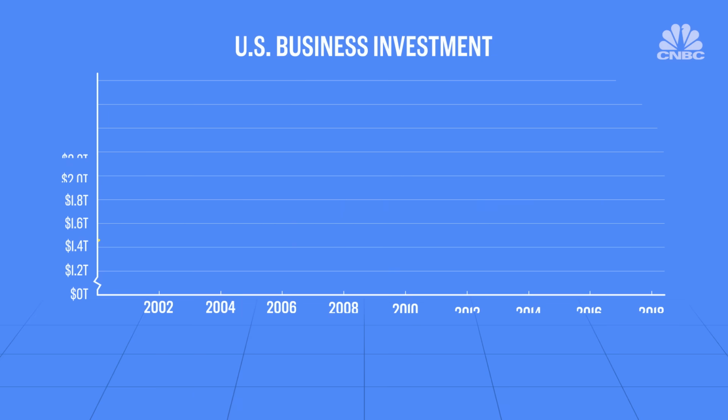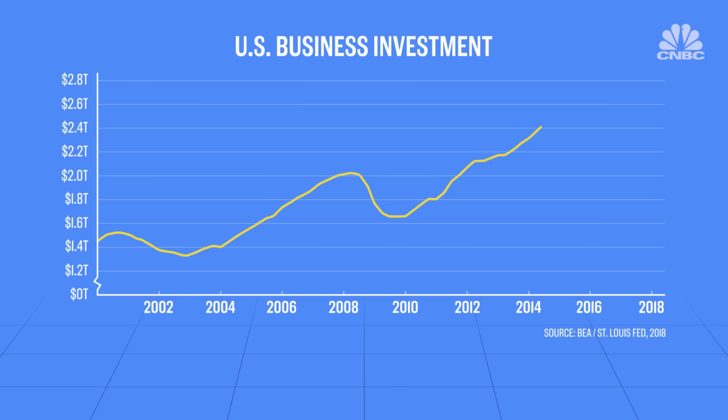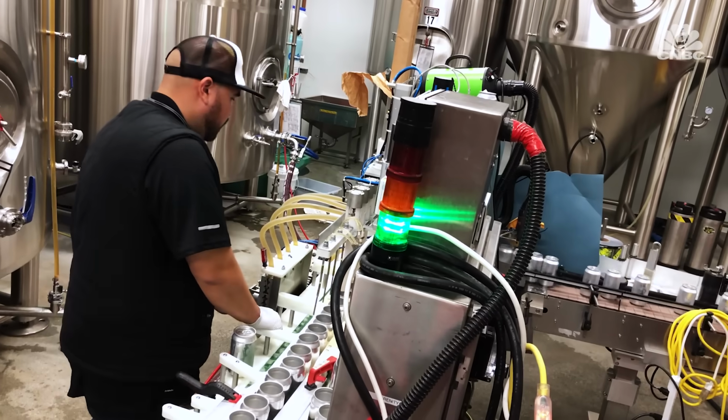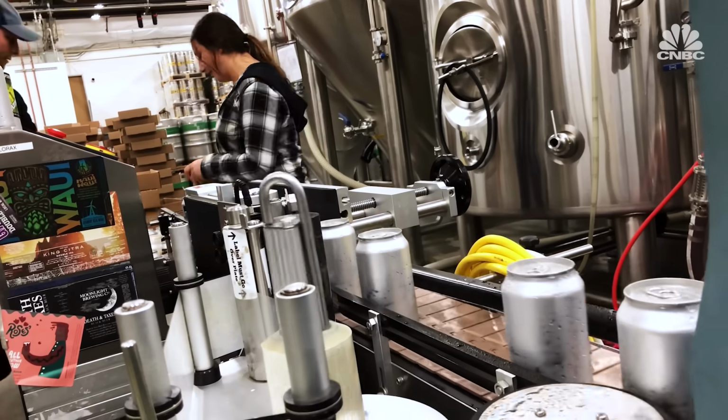Investment can take a hit when the economy is suffering. You can see in this chart domestic business investment plummeted in the US during the financial crisis. That's because companies were trying to save money instead of putting it towards things like factories, machinery, and equipment.